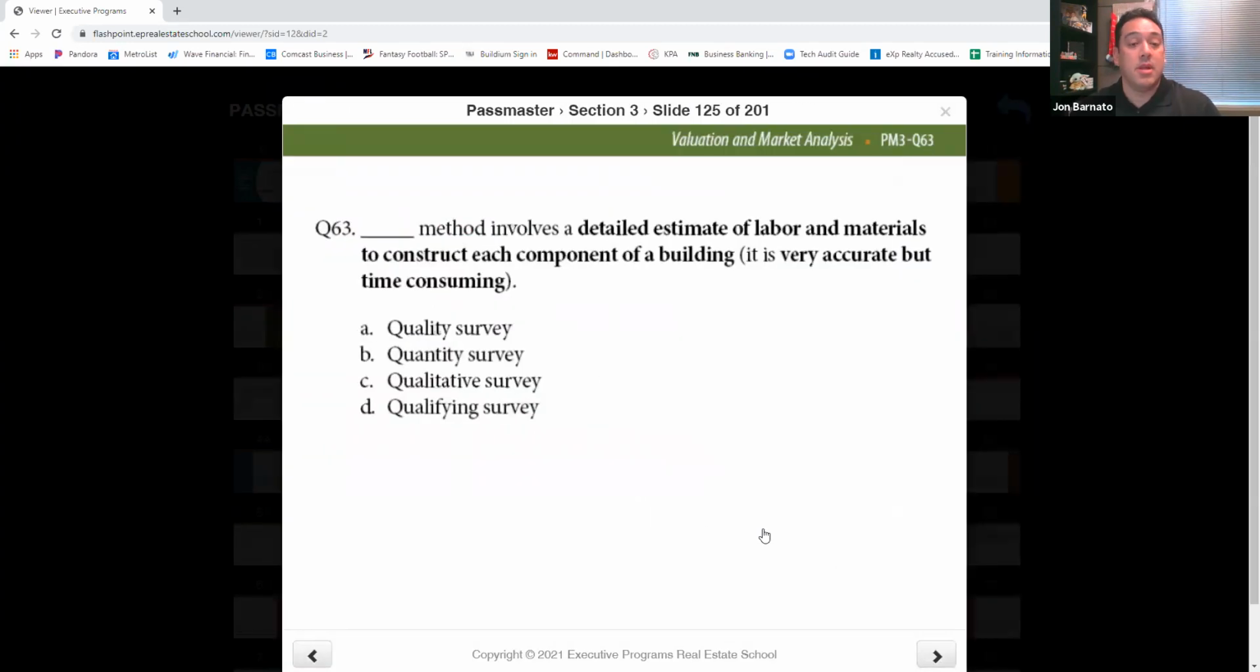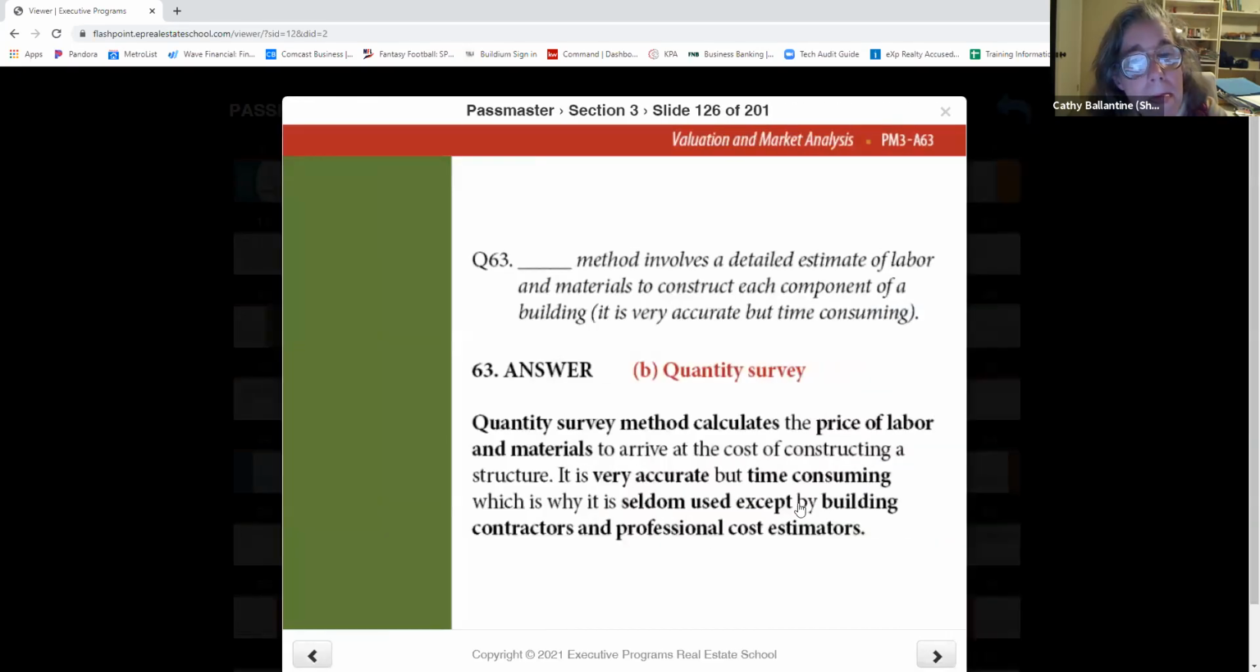Blank method involves a detailed estimate of labor and materials to construct each component of the building. It is very accurate but very time consuming. That would be B, quantity survey. So this is the most detailed. You rarely see this.